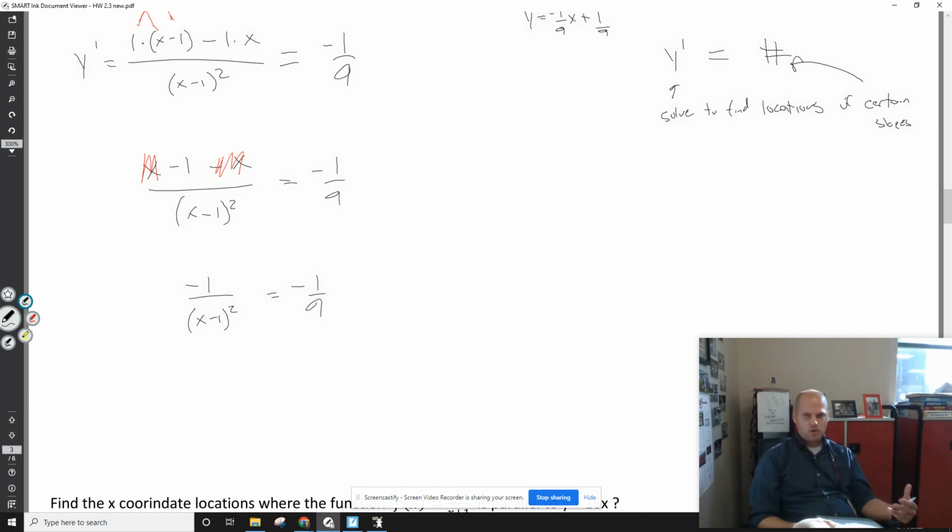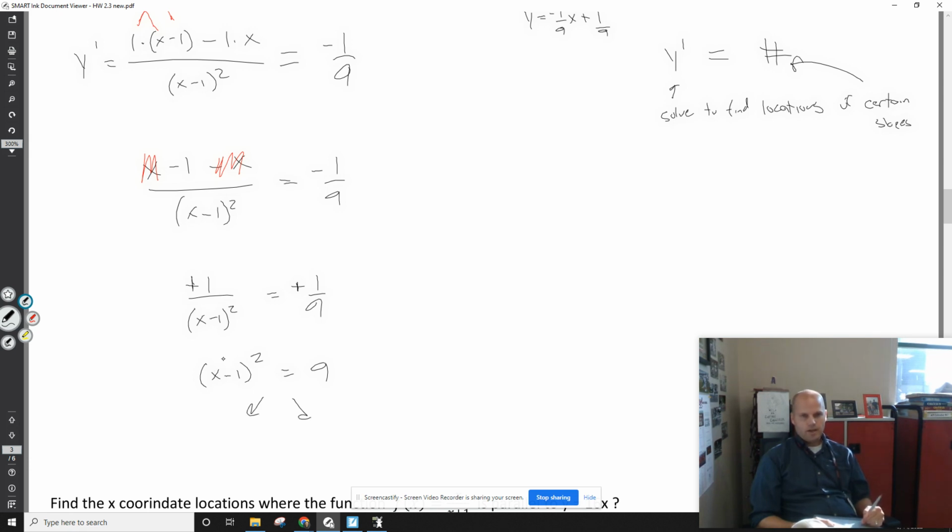Some of you like to cross multiply. I don't like to do that. I like to first say, they're both negative on both sides, so get rid of the negative, multiply both sides by negative 1. Even. I like to flip both sides. You can flip both sides. It's just 1 over both sides. That's totally fine. That's the same as cross multiplying, but the 9 would be on the other side, and the x minus 1 squared would be on the other side. Now, from here, you have two options.